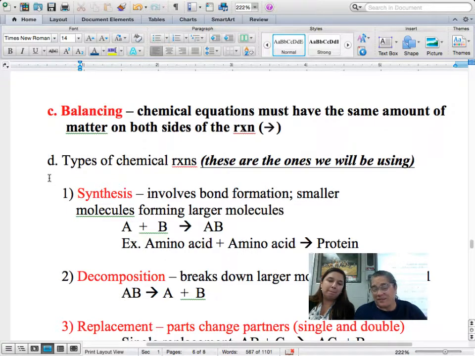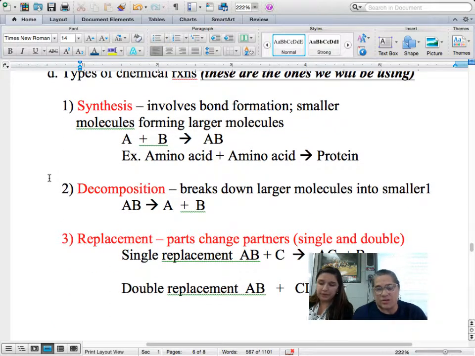Now we're going to talk about types of chemical reactions. There are lots of them. These are just the most common ones that we use. Okay. The first one is a synthesis reaction. And in a synthesis reaction, we put smaller molecules together to make larger molecules. Okay, and the example is putting 2 amino acids together to make a protein.